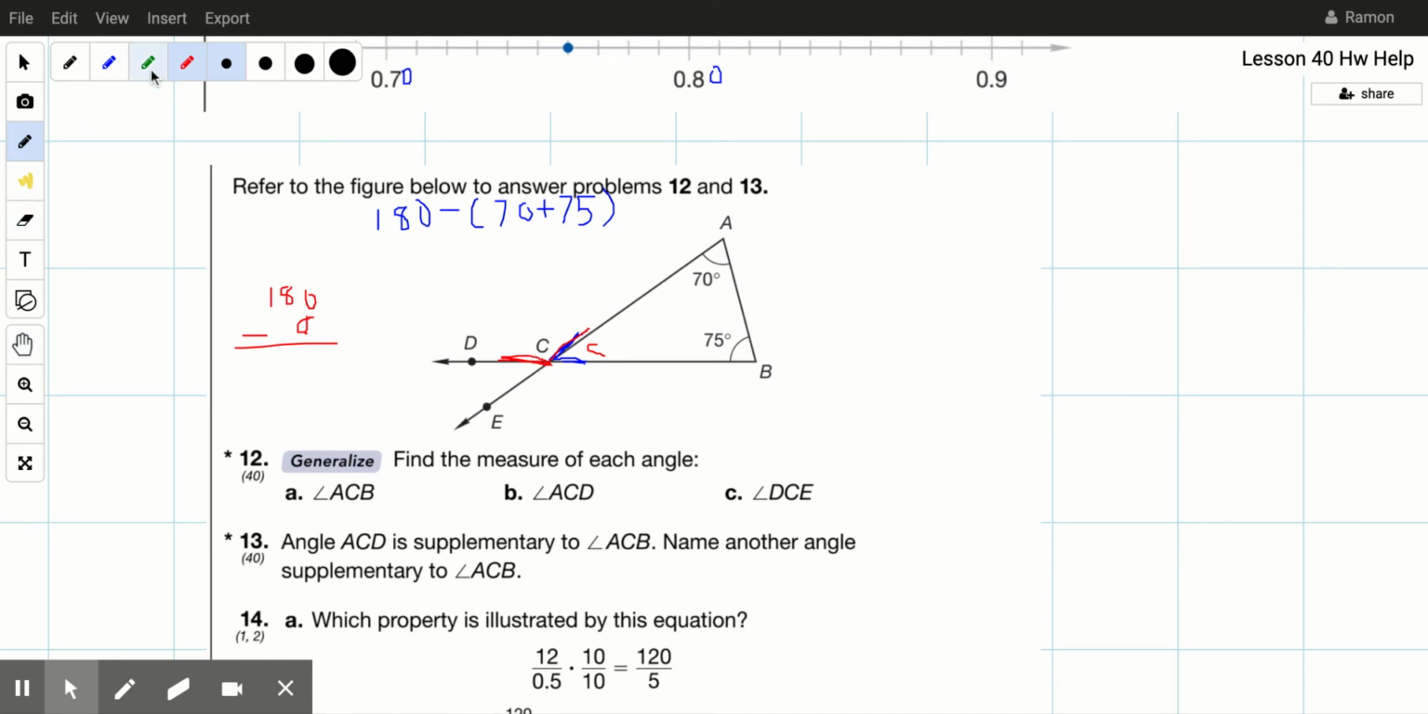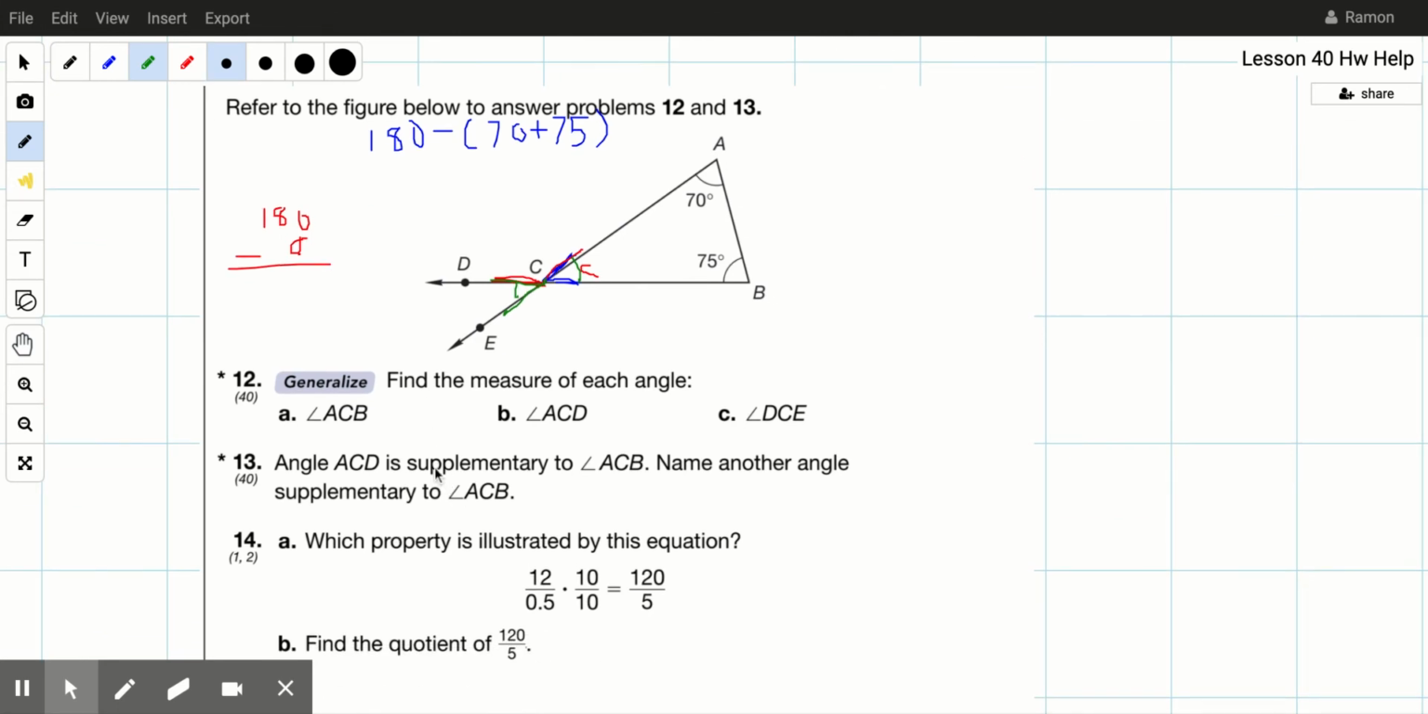Now DCE is interesting because you'll notice that angle DCE and ACB are vertical angles, which means that the measure for angle DCE and the measure for angle ACB are exactly the same. They're equivalent. Angle ACD is supplementary to ACB. Name another angle supplementary to ACB.